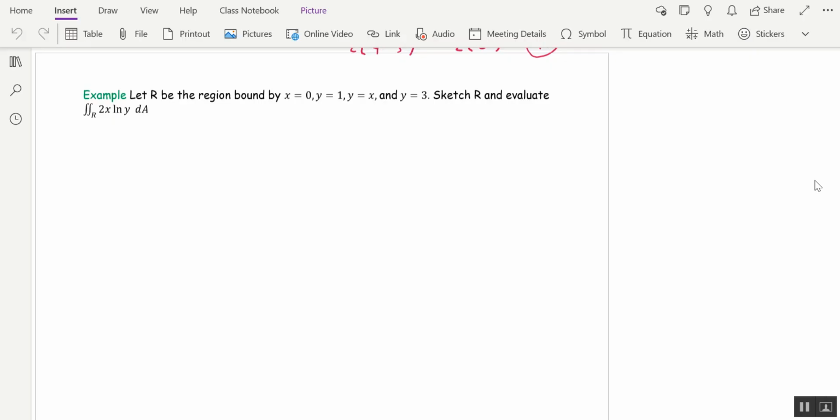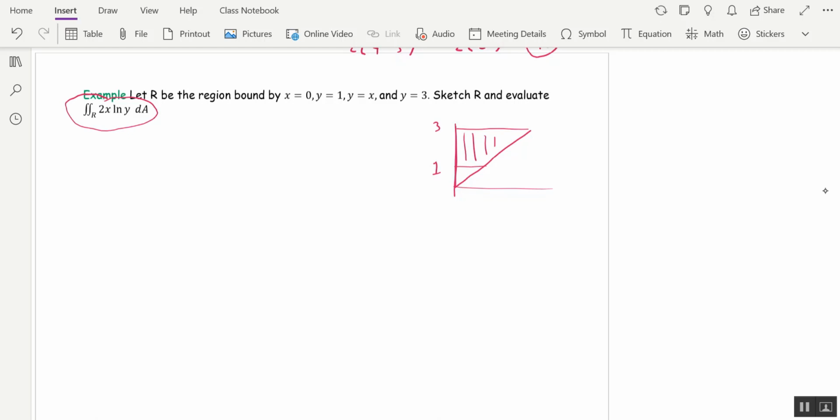Again, we want to sketch the region of integration and then do the integral. So the region is bound by x equals 0, that's the y-axis, y equals x, that's this line here, and y equals 3, that's this line here, and y equals 1, that's this line here. So our region is this. Now I want to evaluate the double integral 2x ln y dA.